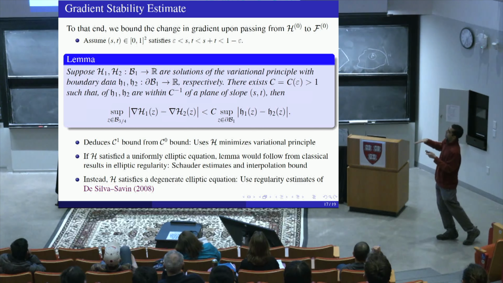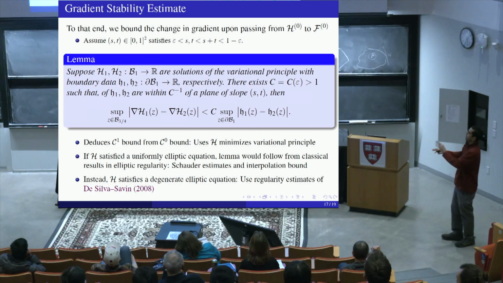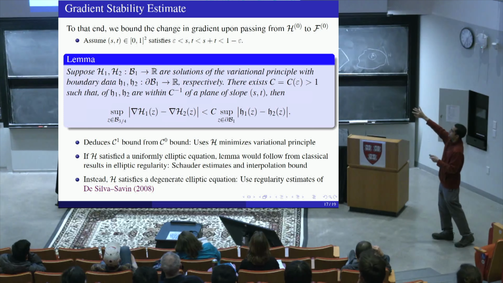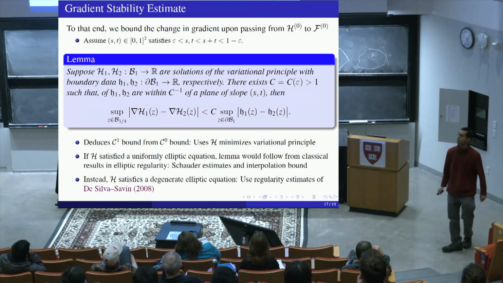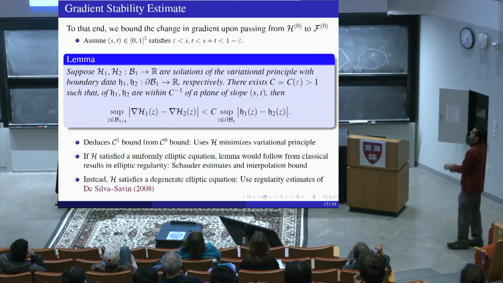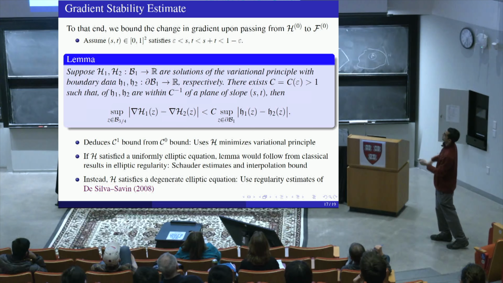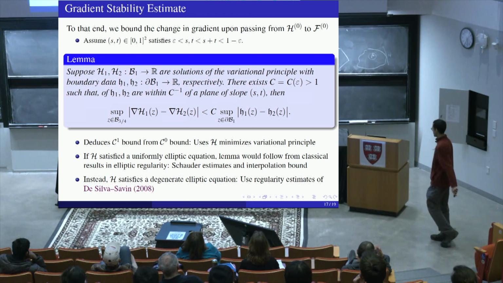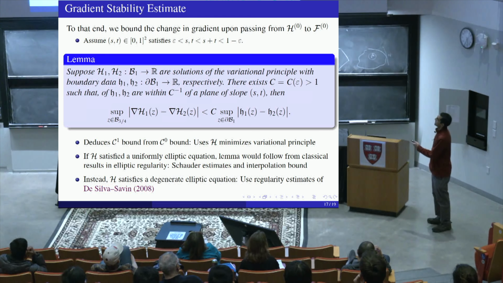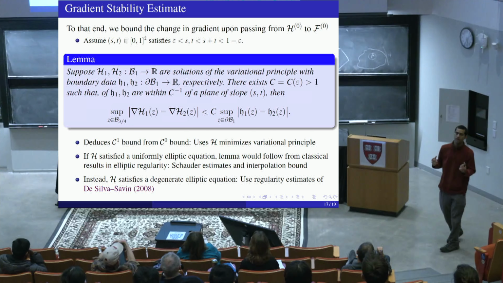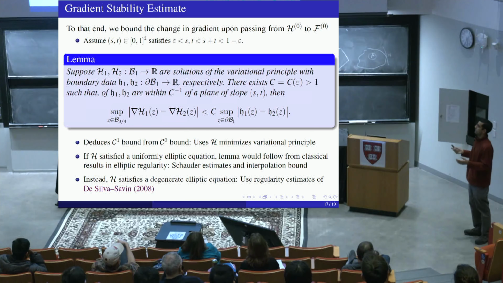So you imagine that h1 and h2 are close to a plane. I mean, you have a little bit of wiggle room here. Then what you're basically saying is that the gradient difference of h1 and h2 is bounded by the maximum difference between the boundary conditions. I like to think of this statement as a C0 to C1 bound. On the right side you have a difference between the C0 norms of your two solutions, and you're deducing from that a gradient difference, a derivative bound, a C1 bound.